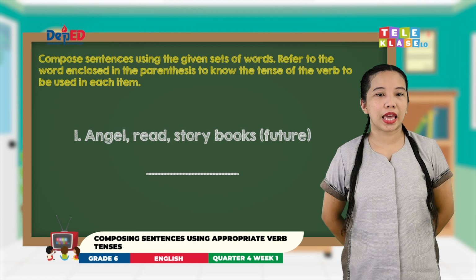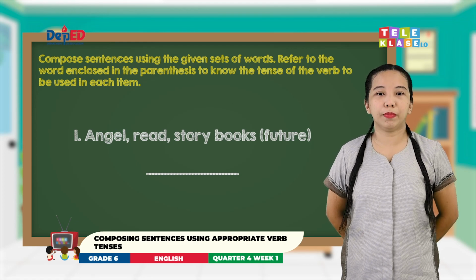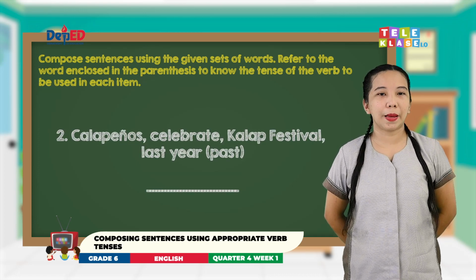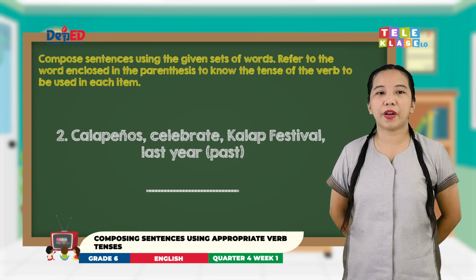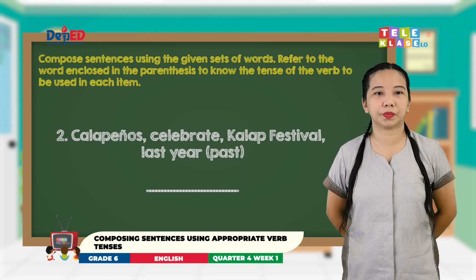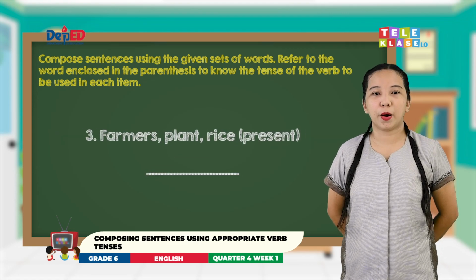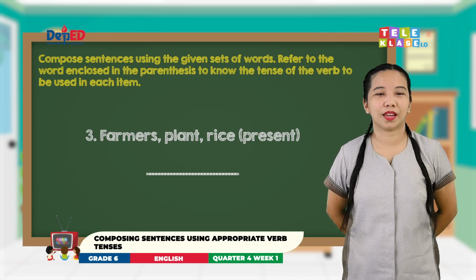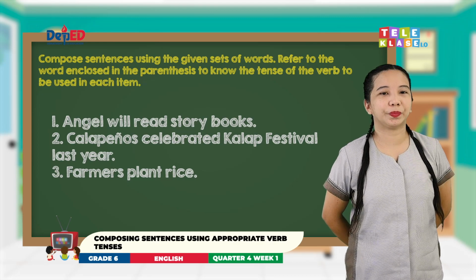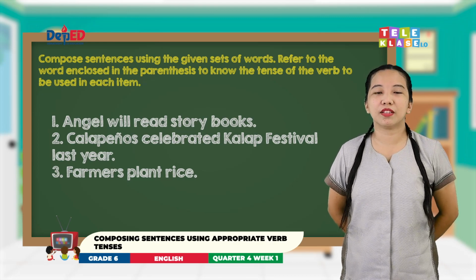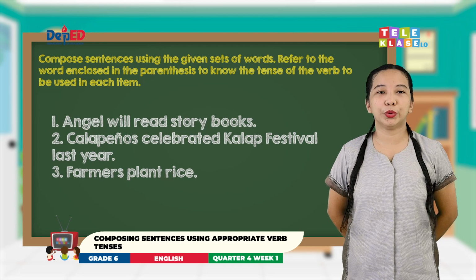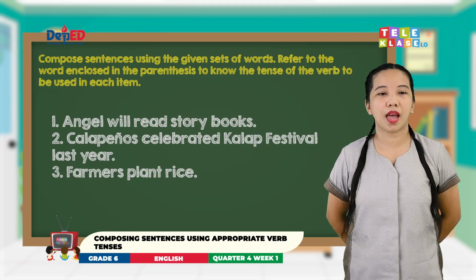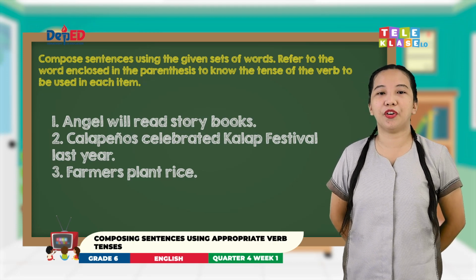Number 1. Angel, read storybooks. Number 2. Calapeños celebrate Calap Festival last year. Number 3. Farmers plant rice. Here are the correct answers. Number 1. Angel will read storybooks. Number 2. Calapeños celebrated Calap Festival last year. And number 3. Farmers plant rice.